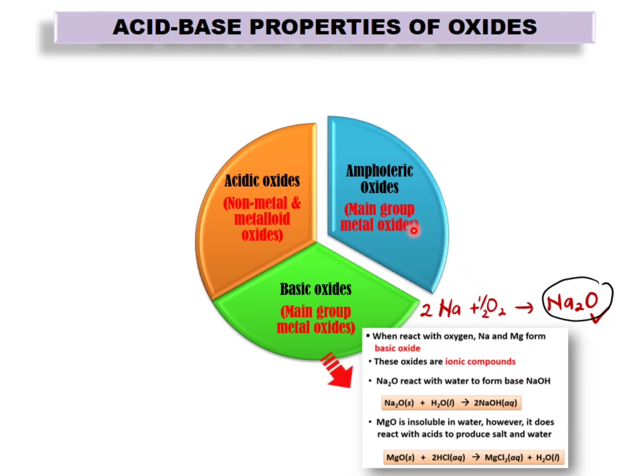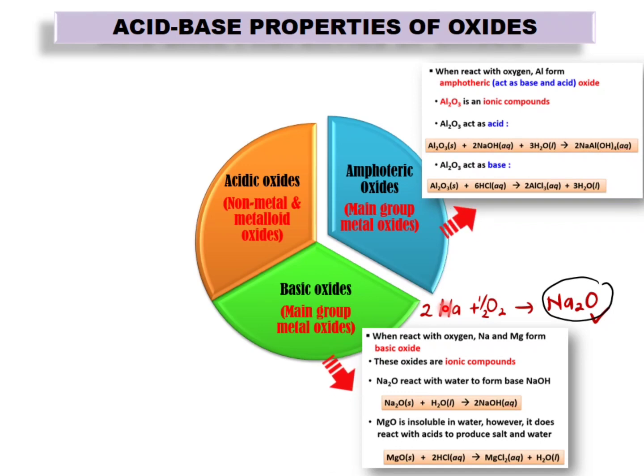Okay, next we look at amphoteric oxide. This one also focus on the main group metal oxide, which is we have here aluminium. Okay, aluminium when react with oxygen, it will form aluminium oxide. So this compound when metal react with non-metal, it will produce ionic compound. So both basic oxide and amphoteric oxide here is ionic compound. So how to show the amphoteric properties? Amphoteric means it can act as base or acid.